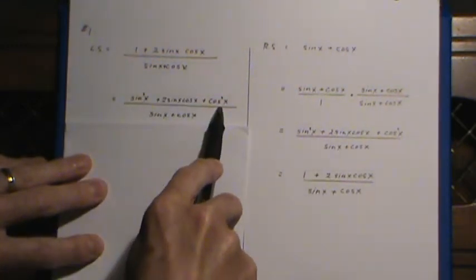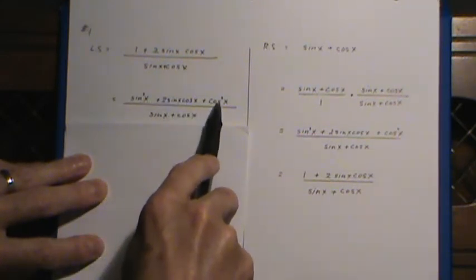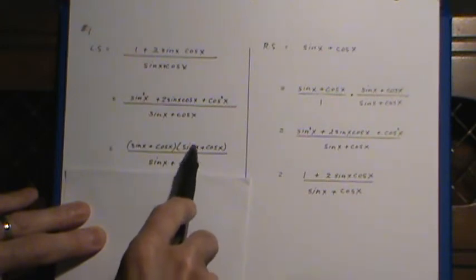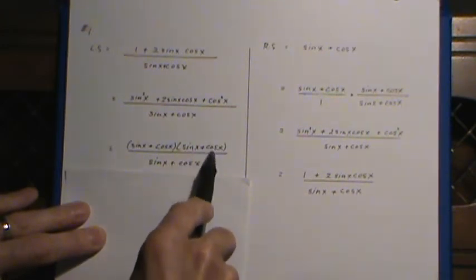Now, if you don't like introducing something like this, your other option would have been to take this 1 on this side and rewrite it as sine squared plus cos squared, placing the sine squared here and the cos squared there. Then it's of the form a squared plus 2ab plus b squared, which is a perfect square. And that can be written this way: sine x plus cos x times sine x plus cos x. And then you can cancel off one of these factors, top and bottom, and that results in the right side.